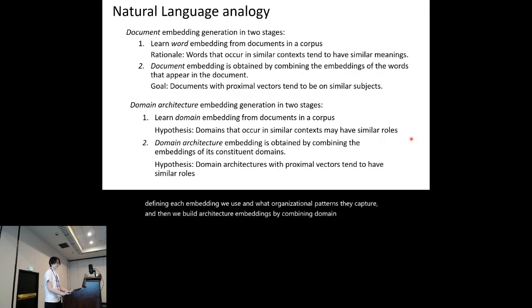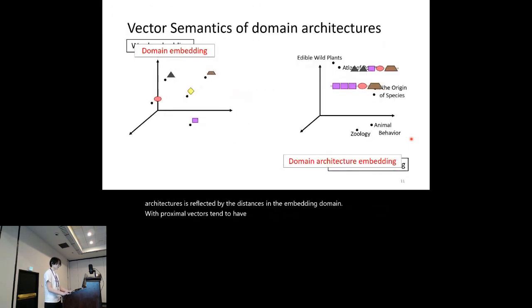And here the hope is that functional similarity between domain architectures is reflected by the distances in the embedding. Domain architectures with proximal vectors tend to have similar roles. And this is just a visualization of the idea. Domains and domain architectures are represented as vectors. And in fact, this representation idea is not new.